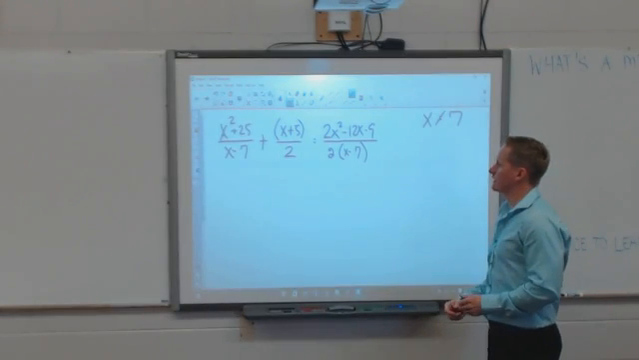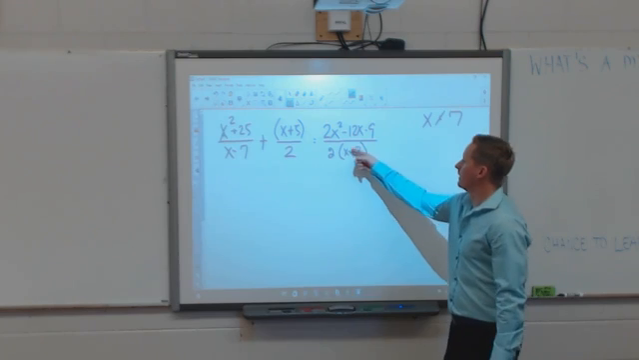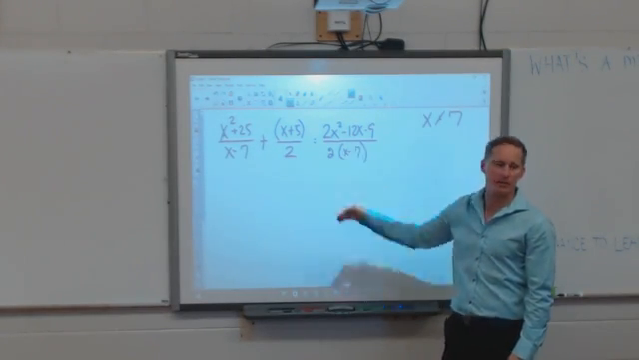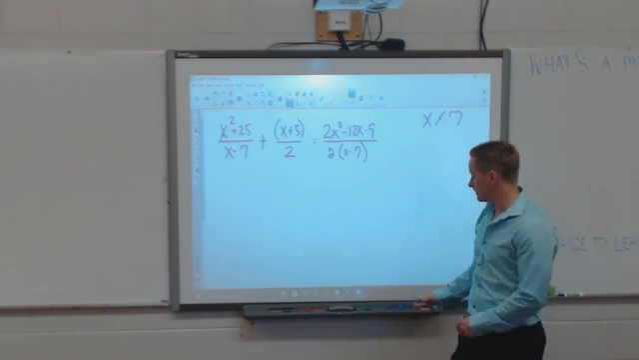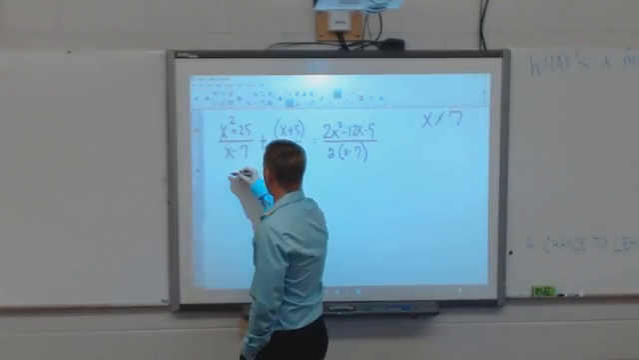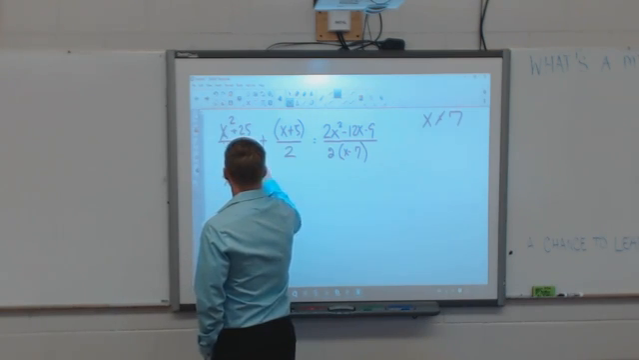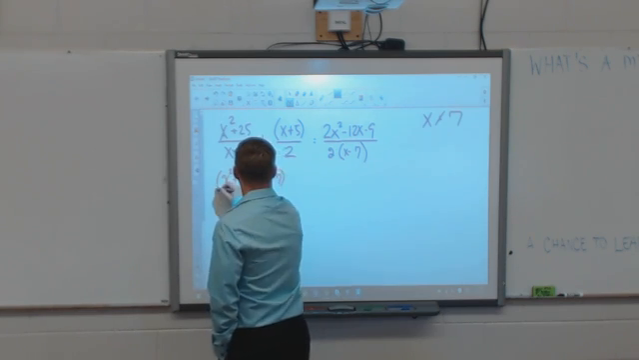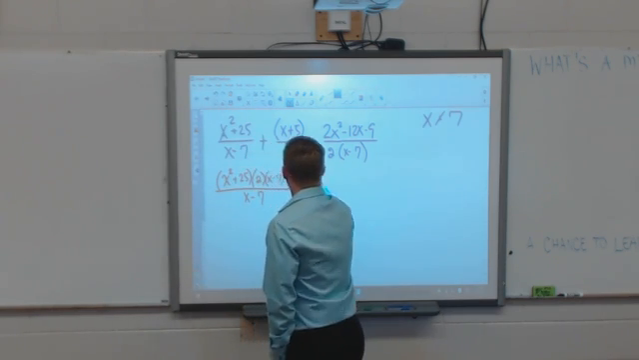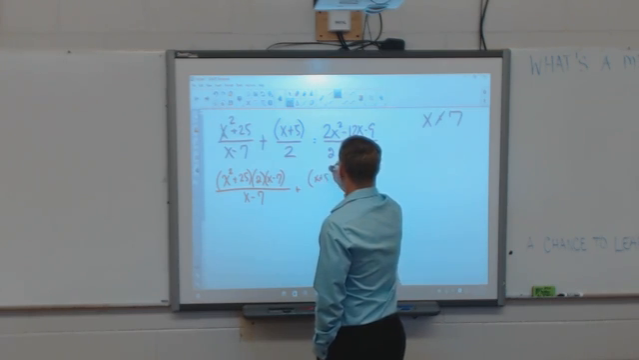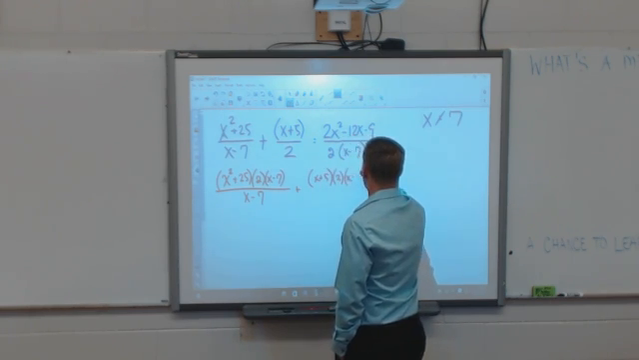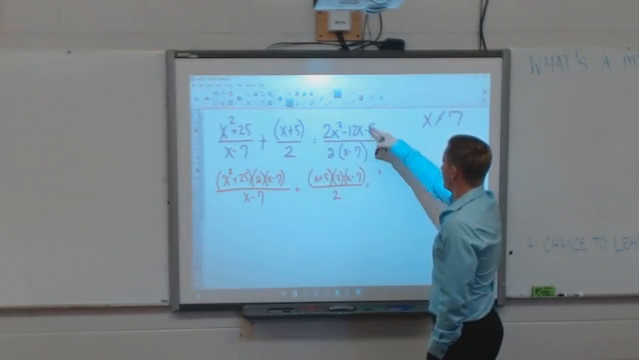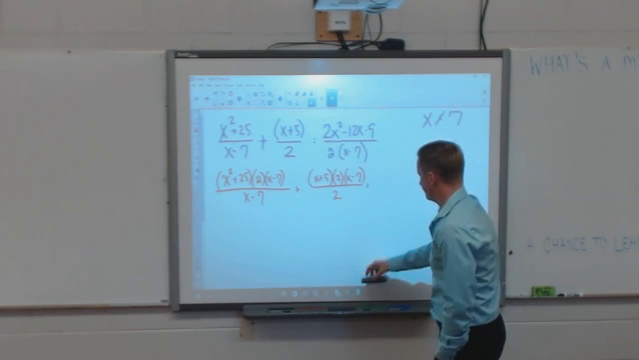So what I'm going to do next is multiply everything by the common denominator. Because then I end up canceling out my denominators and I can simplify the tops. So let's do it like this. I've got x squared plus 25 times 2 times x minus 7, all over x minus 7, plus x plus 5 times 2 times x minus 7, all over 2, equals, and I'm going to factor this top part here.